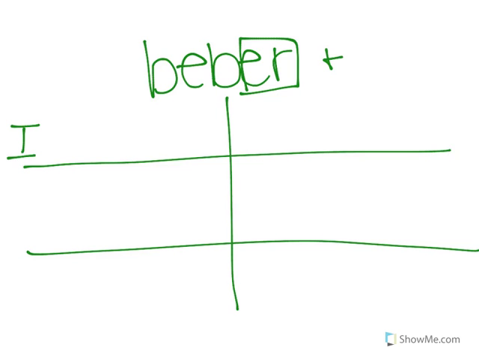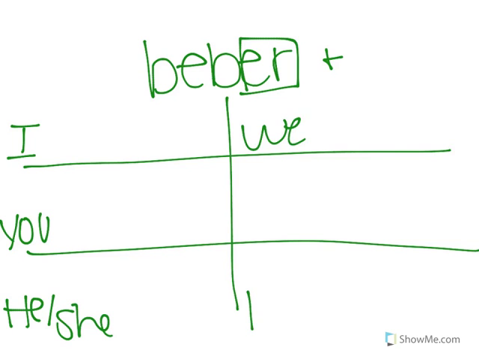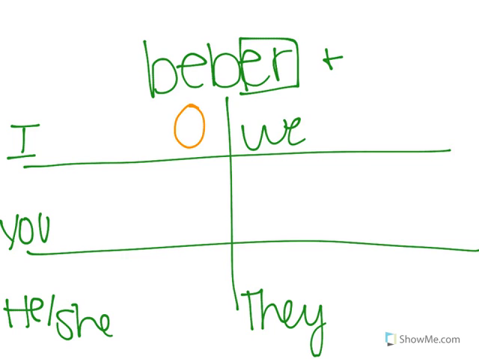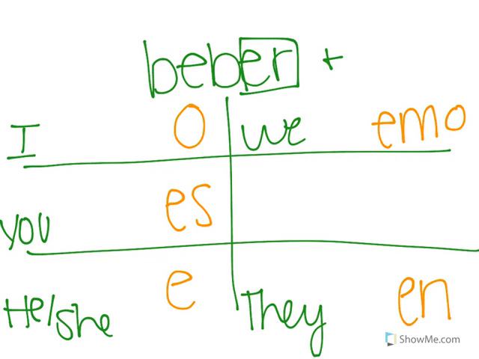So this one's the I square again, you square, he, she, we, and they, right? So we'll go ahead and fill in the endings. If you remember from the last chart, it's O, ES, E, EN, and EMOS. So the O's up here, ES, E, EN, EMOS. Maybe this one will be less messy. Okay, so let's go ahead and do the root in blue again. The stem, so we just do B-E-B, and that's bebo, yo bebo.